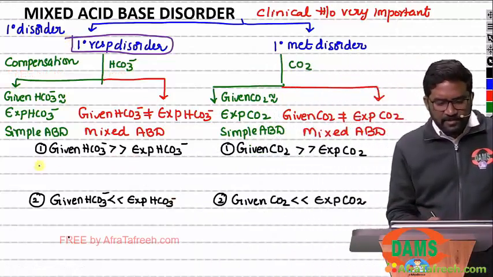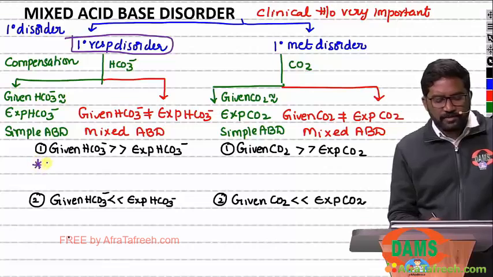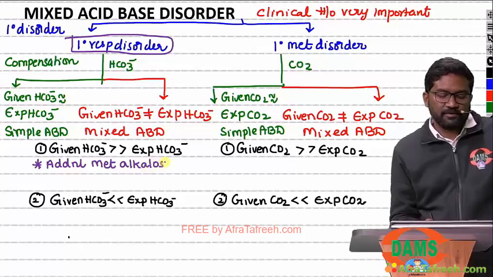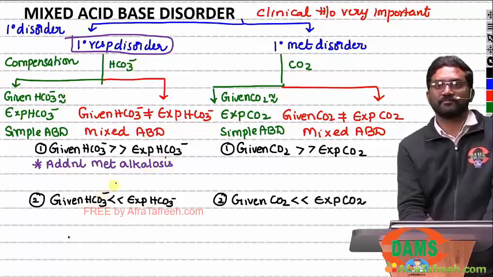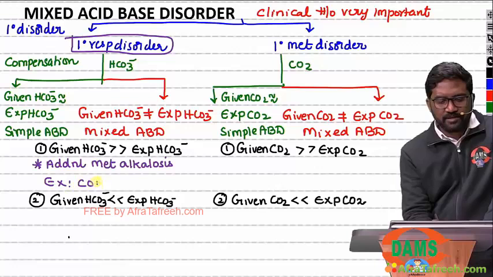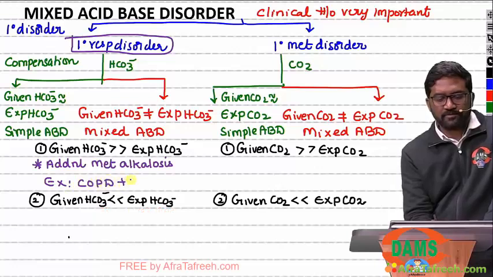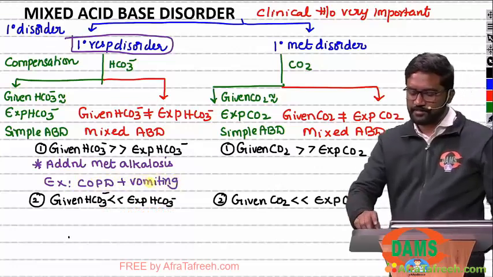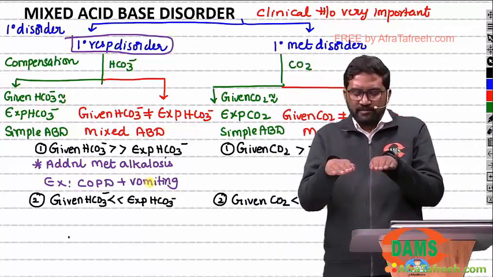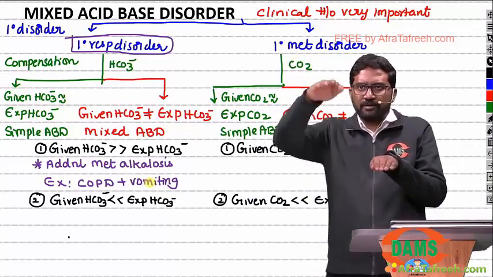It means there is some extra bicarbonate in the body. Anywhere extra bicarbonate should be written as additional metabolic alkalosis. See whether this fellow has vomited. That vomiting must be responsible for that additional metabolic alkalosis. Example clinical scenario: a COPD patient who has developed vomiting. Coming to the next patient, this fellow also had COPD. As a part of COPD, his CO2 has increased from the normal value of 40 to 60.